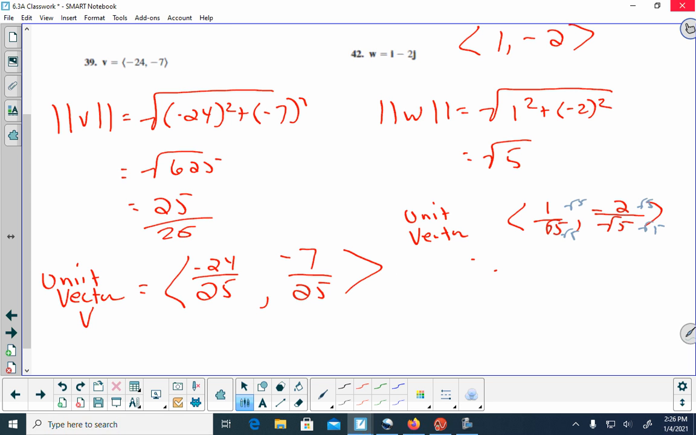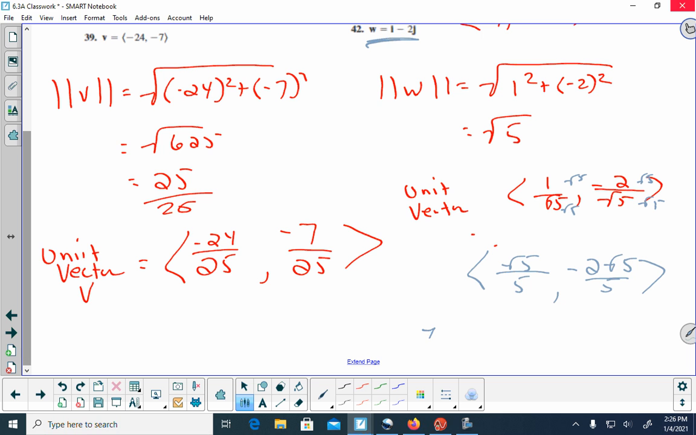So when I do that, I end up with the square root of 5 over 5, and negative 2 times the square root of 5 over 5. So that is the unit vector, but I start off in a linear combination, which means I have to end in linear combination. So I'm going to write the square root of 5 over 5 i minus 2 times the square root of 5 over 5 j. And that is my unit vector in linear combination form, which is the form that it's given to me in. So I'm going to end this.